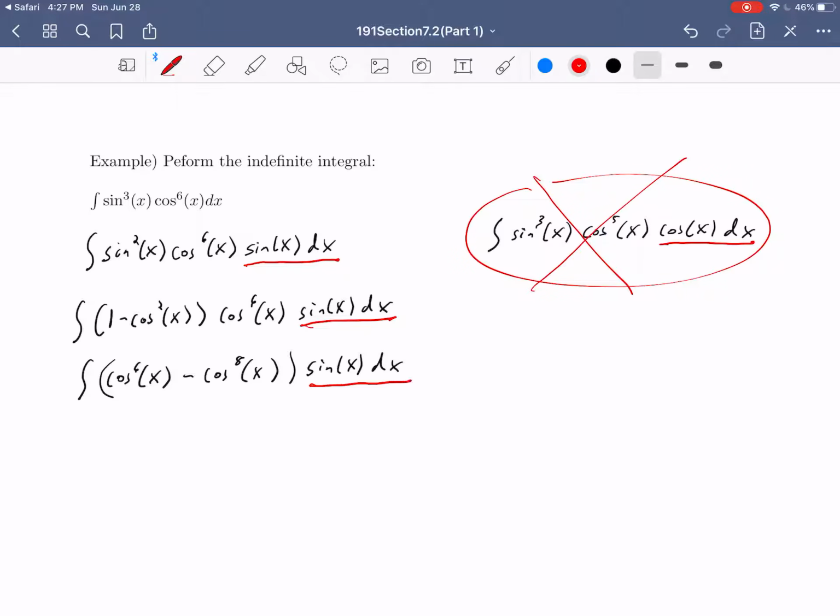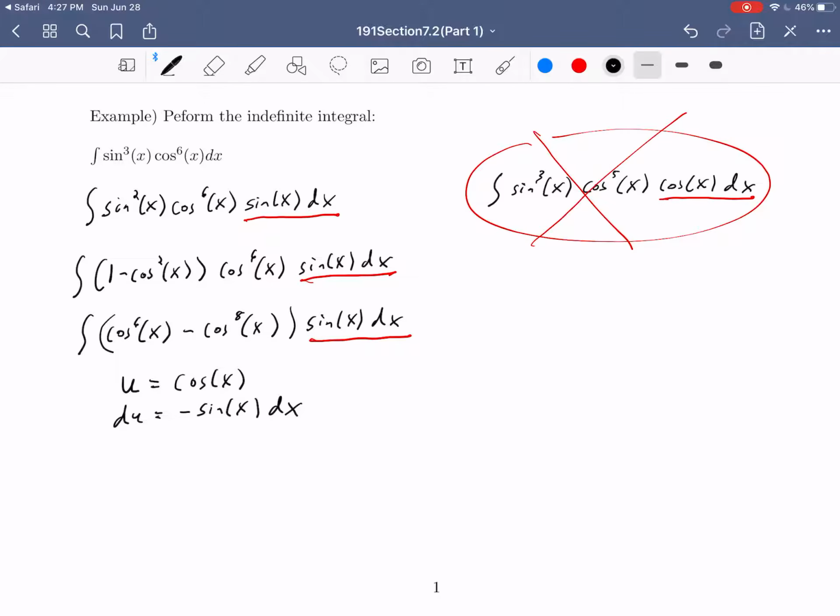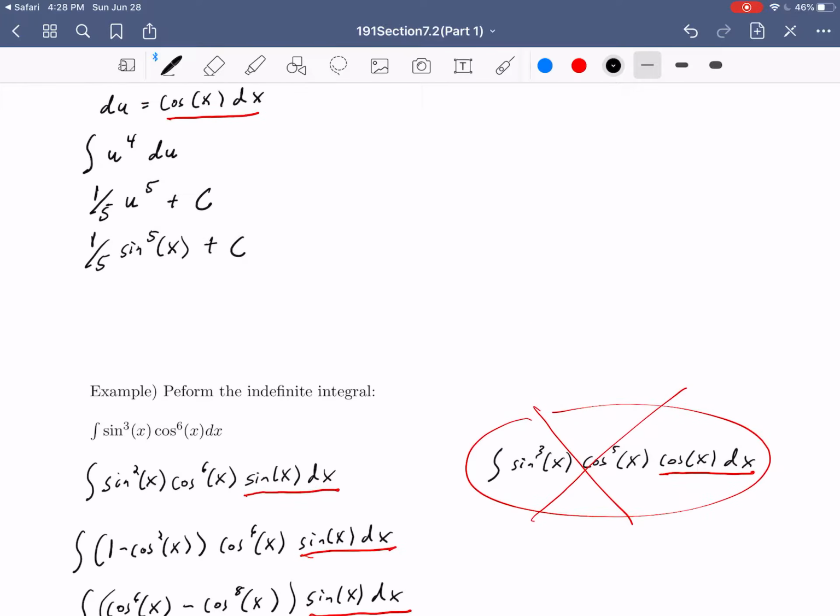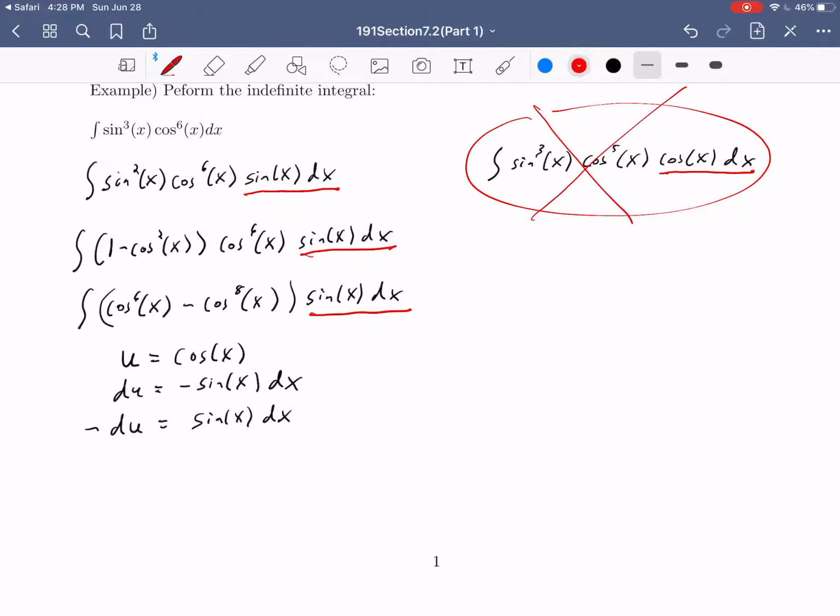Now we are ready to try our u substitution. So let's do u equals cosine x. du then is going to be negative sine x dx, which is nearly perfect, right? We actually have sine x dx. So of course we'll get a negative sign. So negative du is going to be sine x dx. So that is going to match directly. That's going to exactly match what we saved.